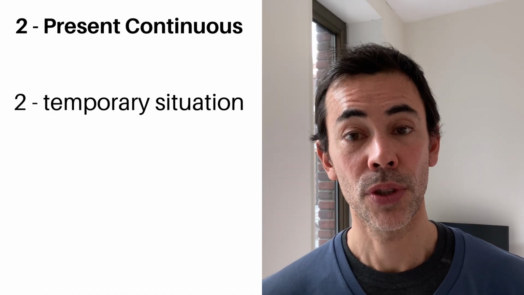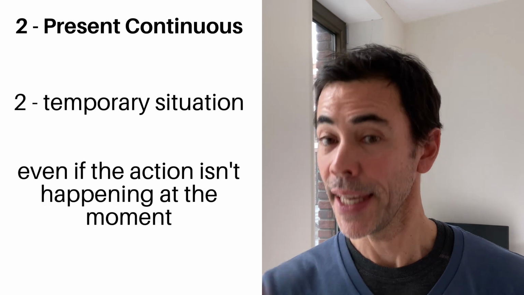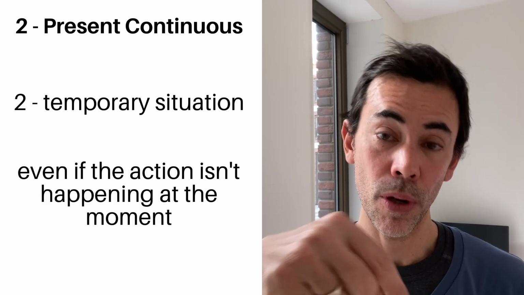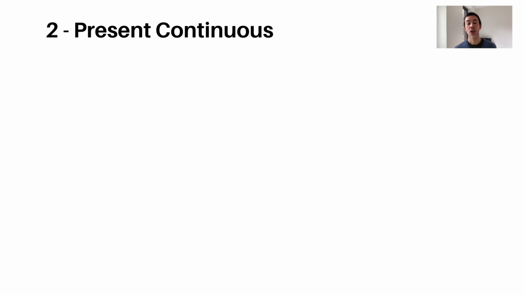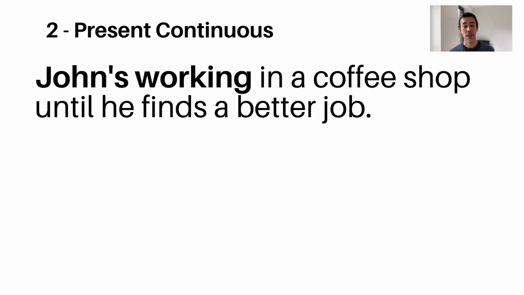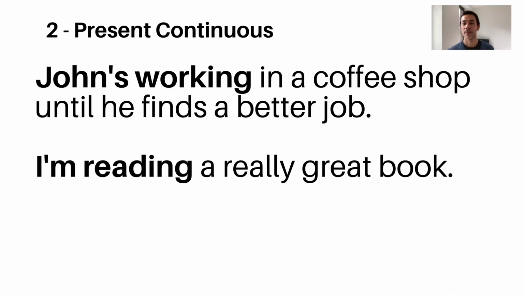We also use the present continuous for temporary situations, even if that isn't happening at the moment. For example, John's working in a coffee shop until he finds a better job. He might not actually be working now, but he does work in a coffee shop. I'm reading a really great book. So I'm not reading the book right now as I speak, but I read it day to day. Maybe before I go to bed each night, something like that.